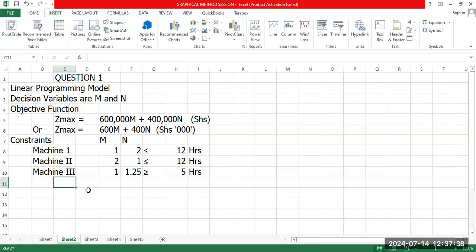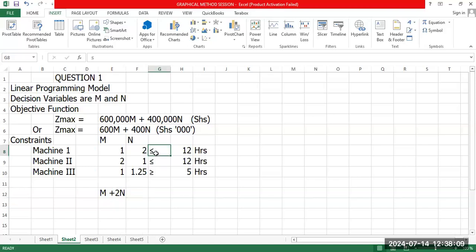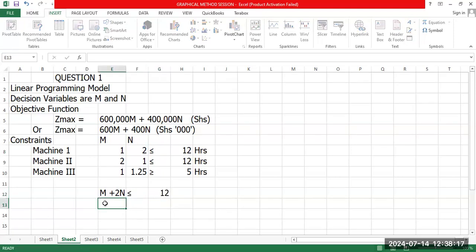So in short, what we have is that now we can combine. We can get 1 times M. What do you get? We get M. Then we add 2 times N. What is 2 times N? You get 2N. These, if we sum up, should be less or equal to 12. That is inequality number 1.